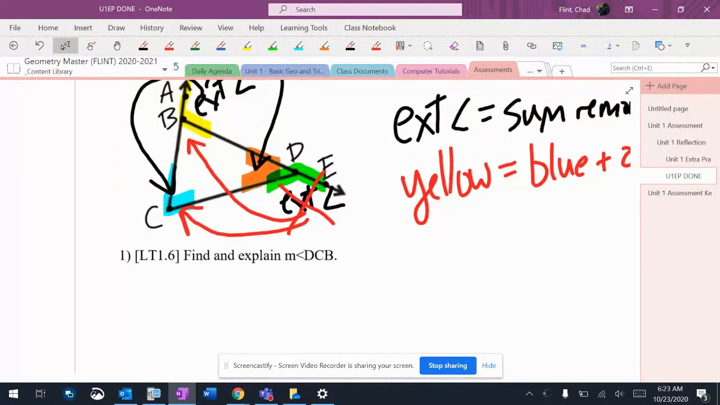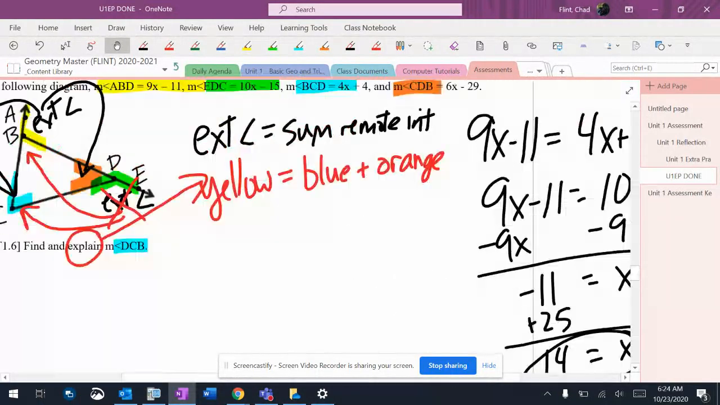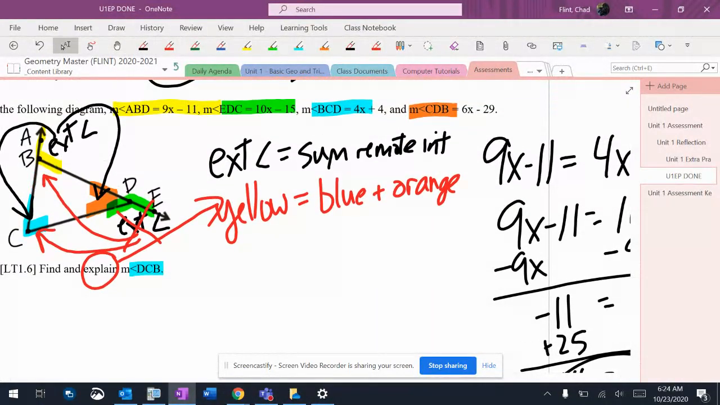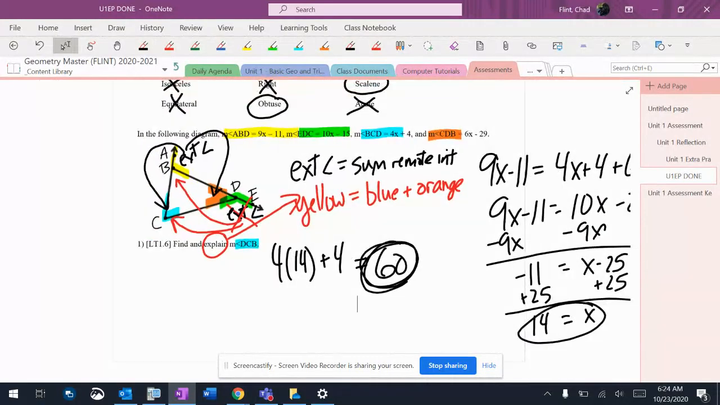It says find and explain. Okay, the explain's already here. So if you want to, that's the explain right there. And then it wants DCB. DCB is the blue angle. So I plug what I just found into the blue angle. I already forgot what x was, 14. So I plug 14 into the blue angle, which is 4 times 14 plus 4. That's 40 and 16, 56 plus 4 is 60. The blue angle is going to end up being 60.